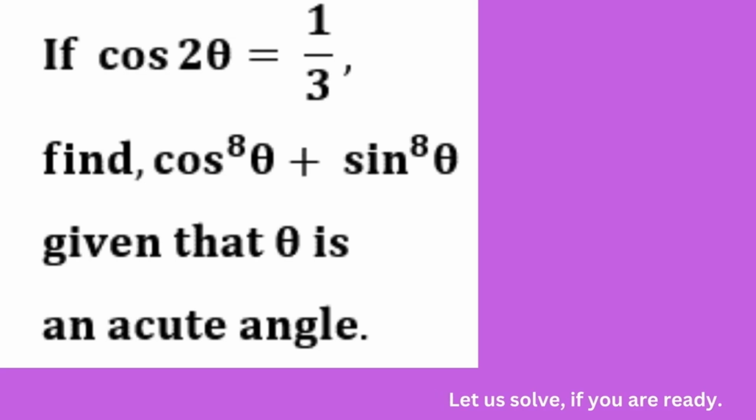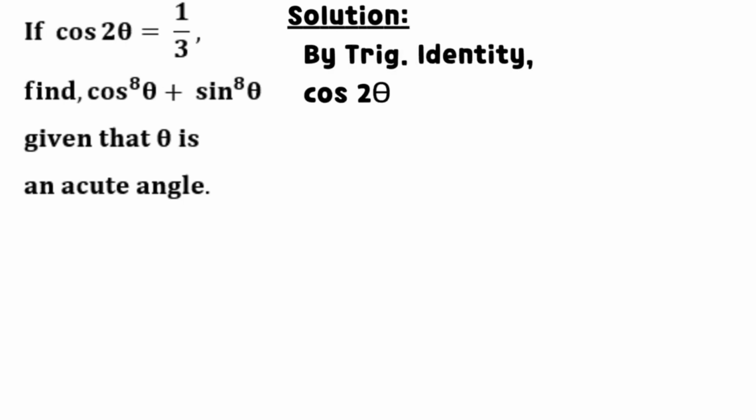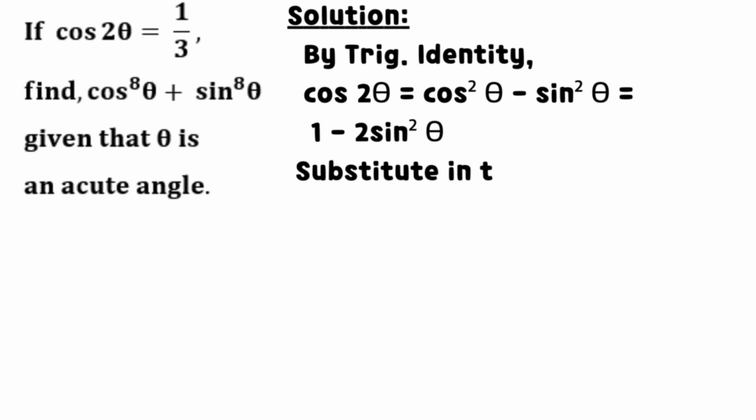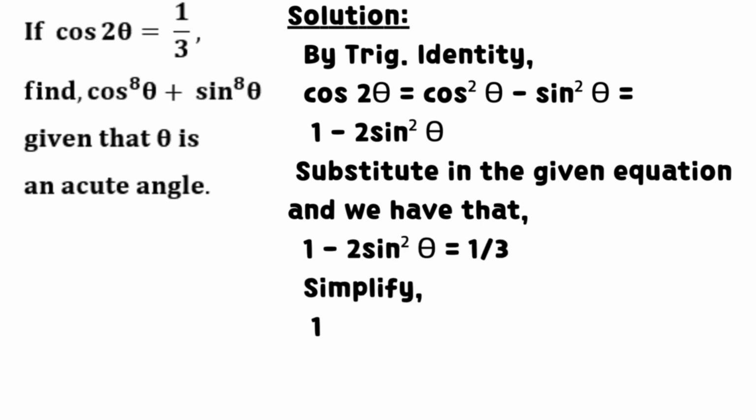What is the value of the sum of cosine theta to the power of 8 and sine theta to the power of 8 if a trigonometric equation is given? By trigonometric identity, cosine 2 times theta equals 1 minus 2 times the square of sine theta. Substitute in the given equation, and we have that 1 minus 2 sine square theta equals 1 divided by 3.